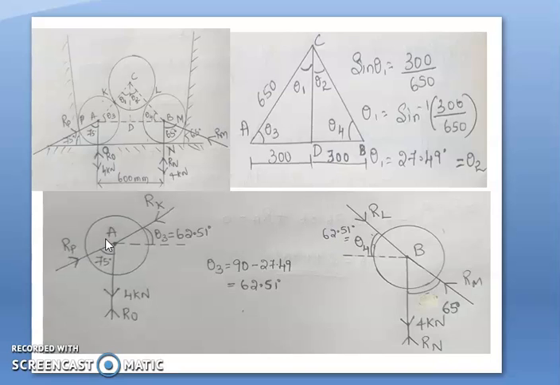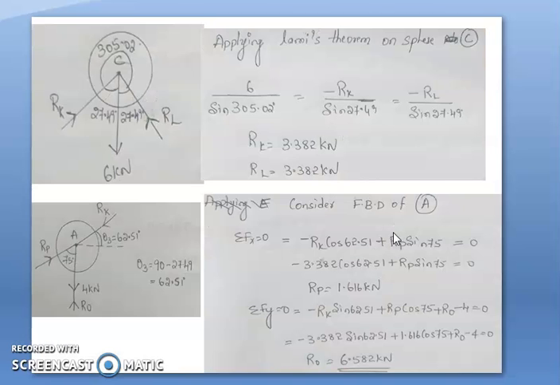So for sphere A and sphere B, I cannot apply Lami's theorem because I have overall 4 forces, 1, 2, 3, 4. I cannot apply Lami's theorem. I need to go to the conditions of equilibrium, that is summation of Fx equal to 0, summation of Fy equal to 0. Now coming to the sphere number C, where I can apply Lami's theorem, we have 3 forces.